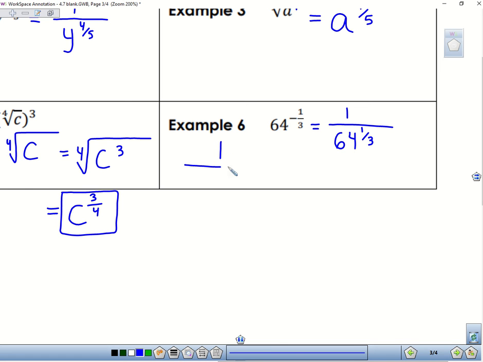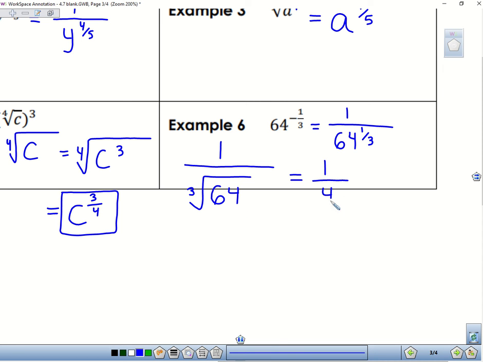And then this is going to be the third root of 64. Now, as you can see, I don't have to put the 1 as the exponent because it's redundant. We already know if there's no exponent, it's 1. But 64 is actually a perfect third root or cube root. Anybody know what it is?